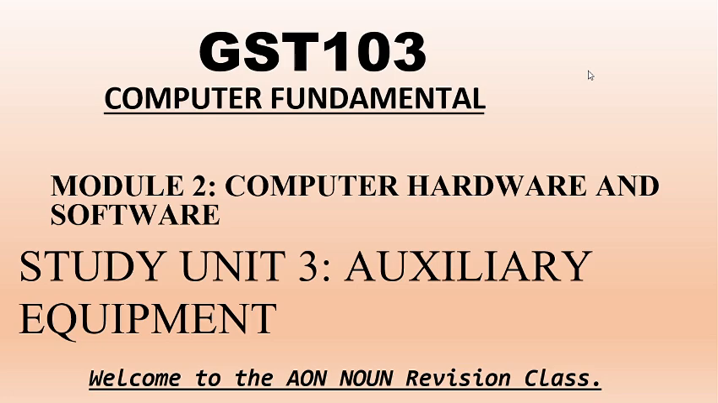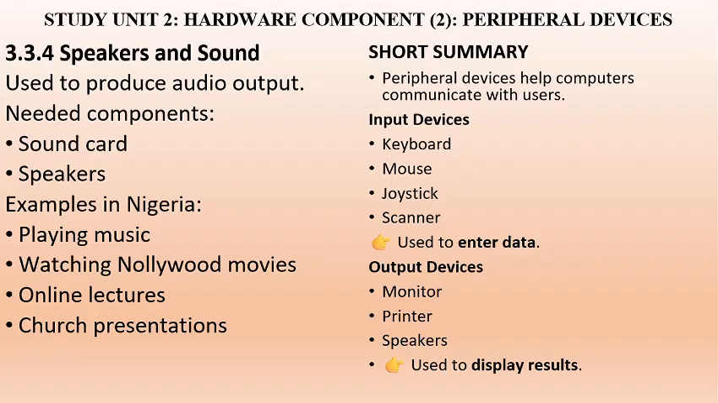Under this particular module, which is computer hardware and software, we have been looking at the computer hardware and the software. We've done the hardware, then we did peripheral devices, and now we are going to the auxiliary equipment. So let's refresh our brain on what we did in the last class.